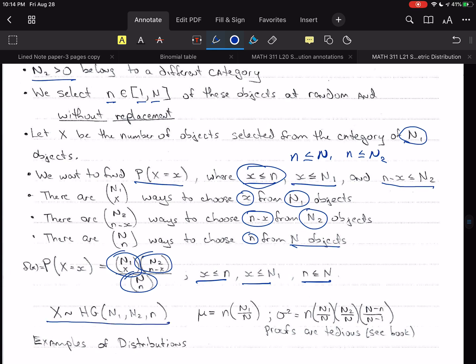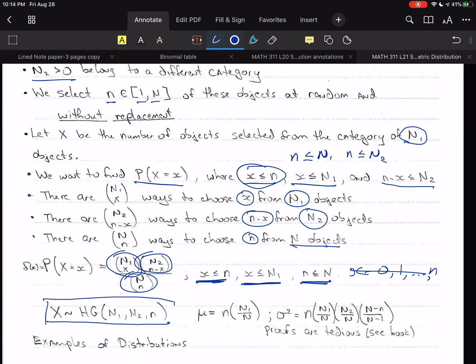And x here can be 0, 1, up to little n, as long as little n is less than N1, but it doesn't have to be. So x has to be less than or equal to N1, and we usually use these constraints instead of specifying the space this way.